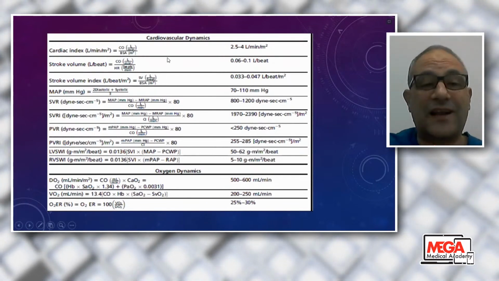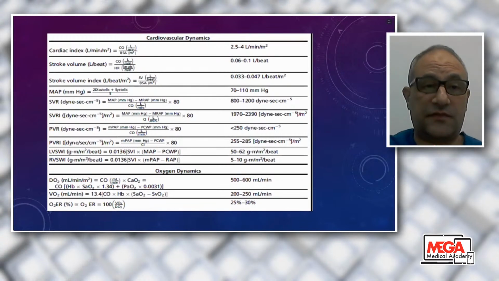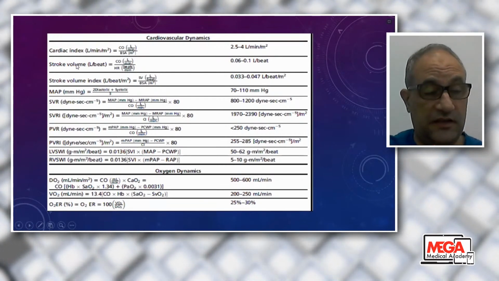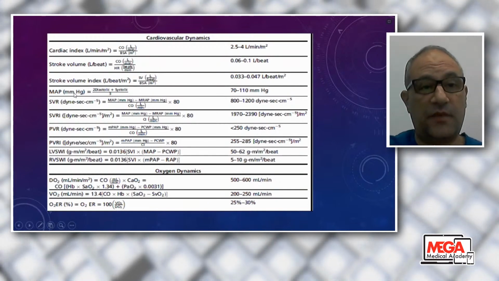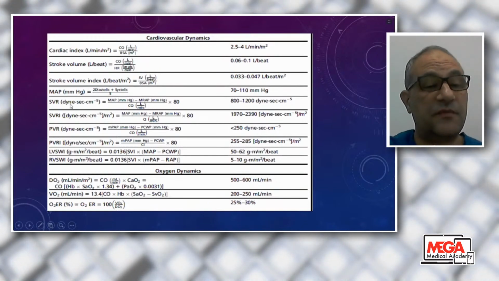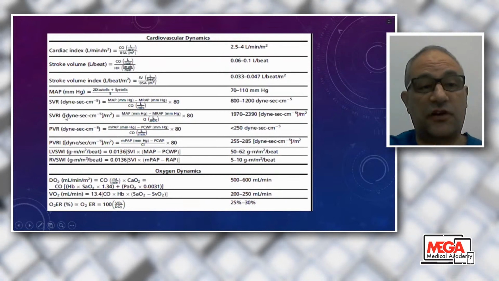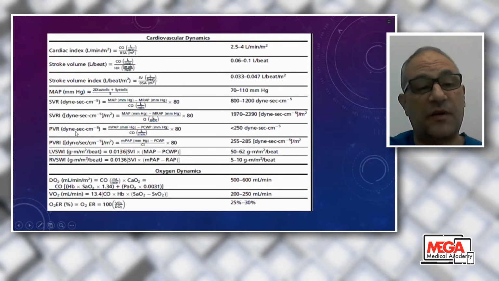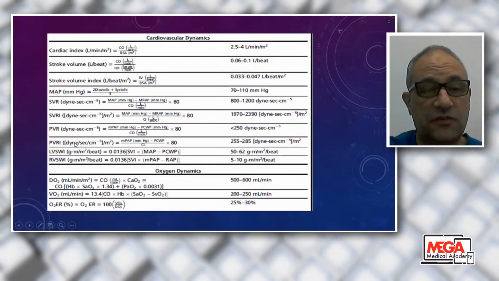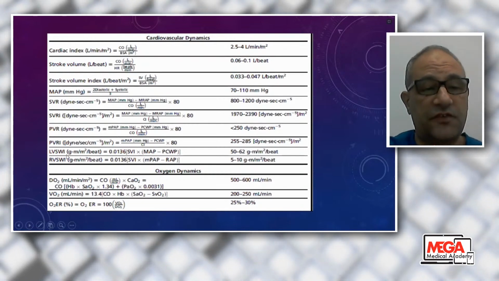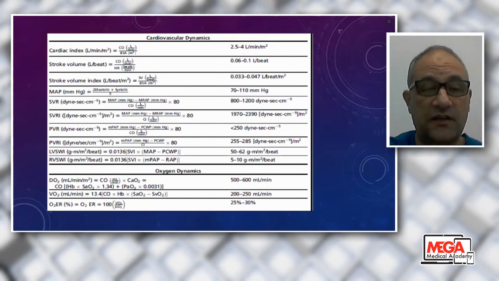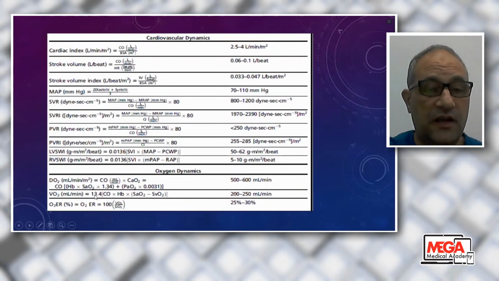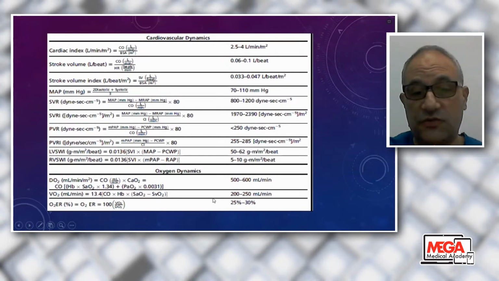What data can I have from the pulmonary artery catheter? I can have the cardiac output and cardiac index, stroke volume and stroke volume index. I can have mean arterial pressure. I can have systemic vascular resistance and systemic vascular resistance index. I can have the pulmonary vascular resistance and pulmonary vascular resistance index, left ventricular stroke work index, and right ventricular stroke work index, oxygen delivery and oxygen consumption, oxygen extraction ratio.